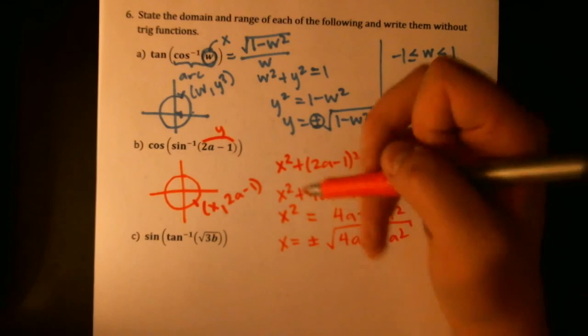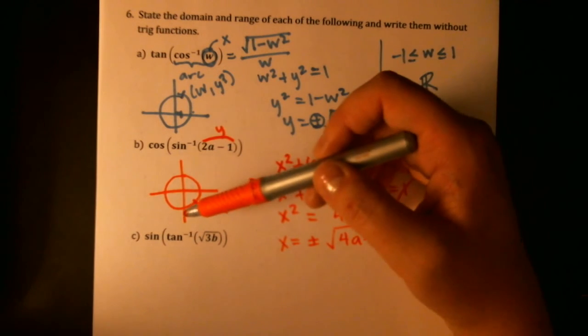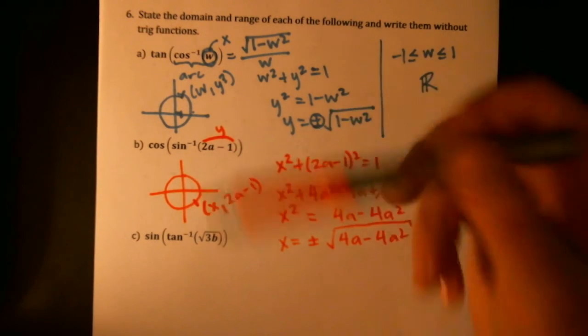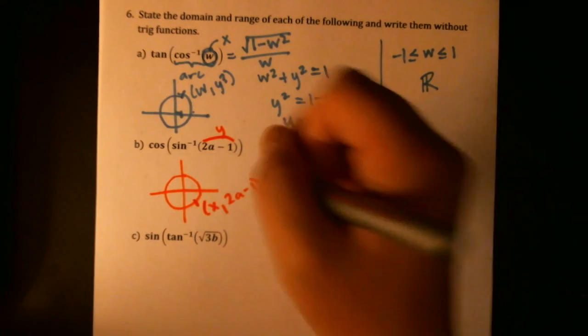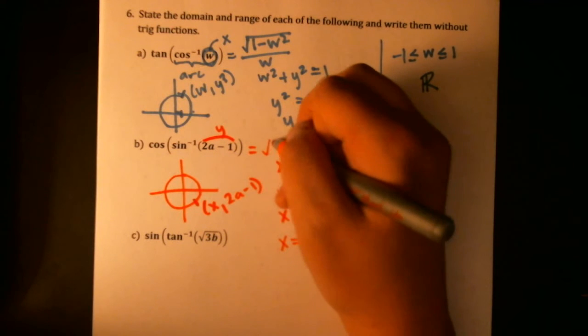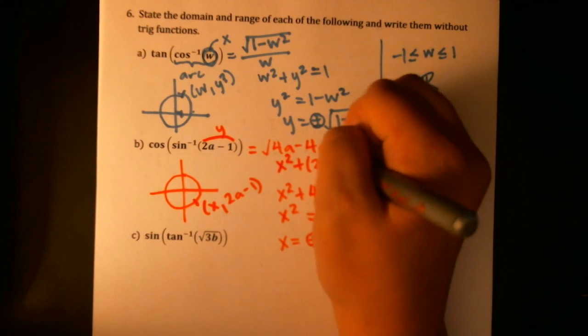Okay, positive or negative x? Because we're working with inverse sine, we've already decided that we have to be on the right side of the circle. So that's going to force x to be positive. So I'm going to say that my answer here is the square root of 4a minus 4a squared.